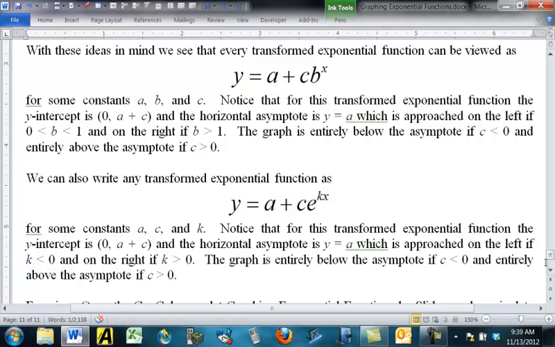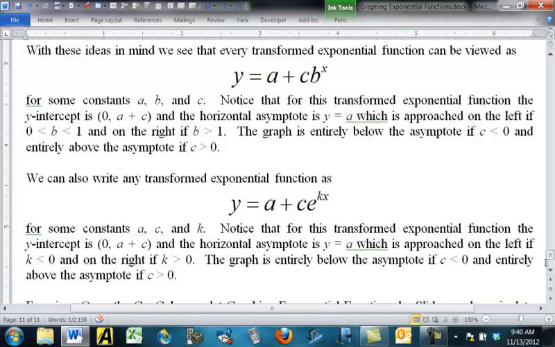Now, a couple features here. Notice that if you plug in x is 0, b to the 0 is 1 times c is c, c plus a is then a plus c. So that y-intercept is 0, comma, a plus c. The horizontal asymptote, depending on the size of b, either as x gets really big or really little, way to the right or way to the left, one of those or the other is going to make b to the x go towards 0. And so c times that is still going to go towards 0, and so the graph is going to go to the asymptote of y equals a. So y equals a is your horizontal asymptote.